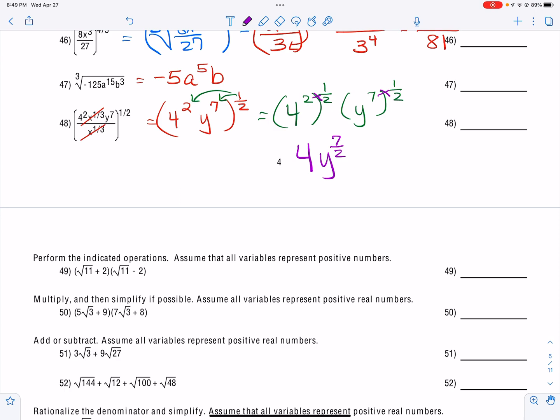Now, when I'm doing these operations here, I am going to FOIL, and so the square root of 11 times the square root of 11 is the square root of 121. This gives me negative 2 radical 11. This gives me positive 2 radical 11, and those are going to eliminate each other. And this gives me negative 4.